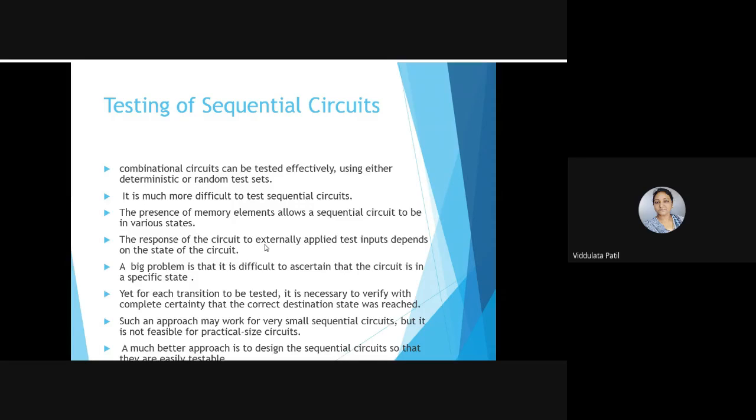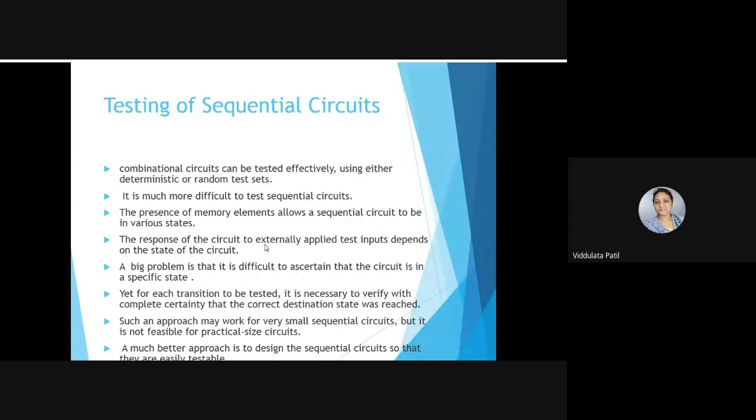We need to consider that situation, and that is why testing each and every vector for a sequential logic circuit is not feasible. So a better approach should be available to test a sequential circuit so that we can easily test it. That is why we are going to study some different testing methods or technologies used for testing of sequential circuits.